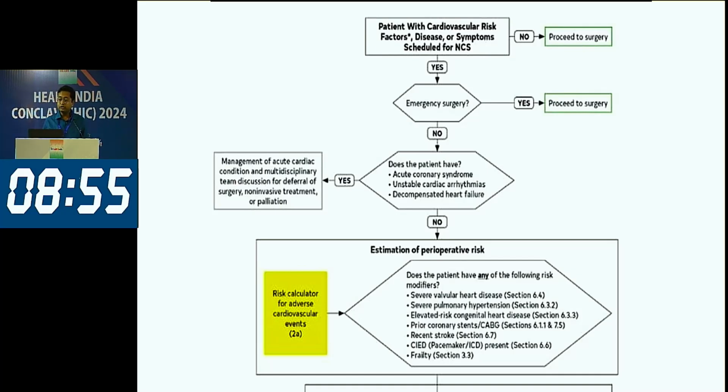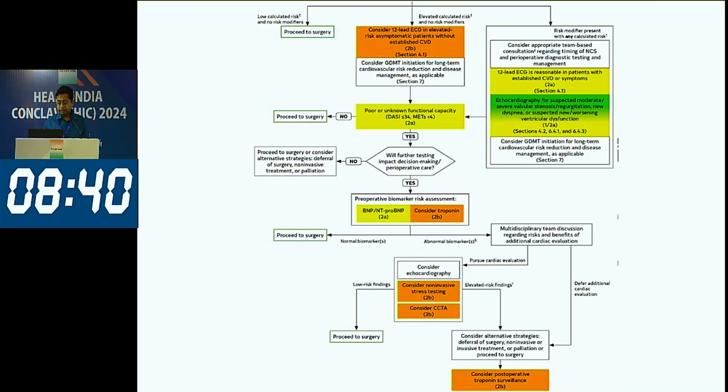If there is no such, then proceed to surgery. If yes, then you adjudicate whether the surgery is an emergency. If it is an emergency, life-threatening, you proceed for the surgery. If it is no, then you take all the steps and decide how to go for the surgery. So the last step is, will further testing impact the decision making? If it is no, then we can give the green signal for the surgical intervention.